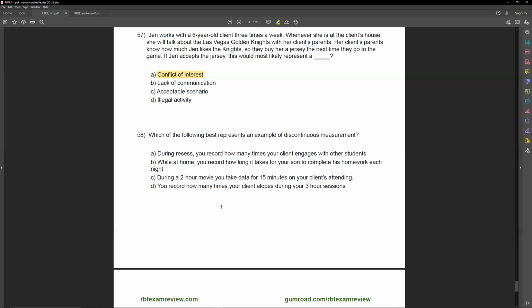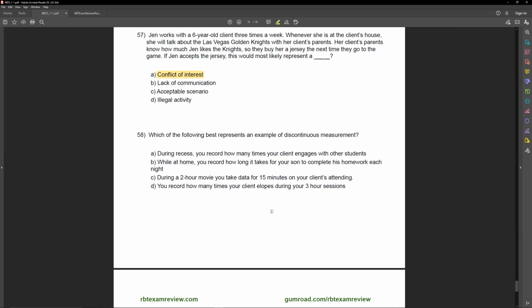So A is continuous. B, while at home, you record how long it takes for your son to complete his homework each night. Are you recording every instance? Yes, right? You're recording the entire duration of your son completing his homework. That's continuous.